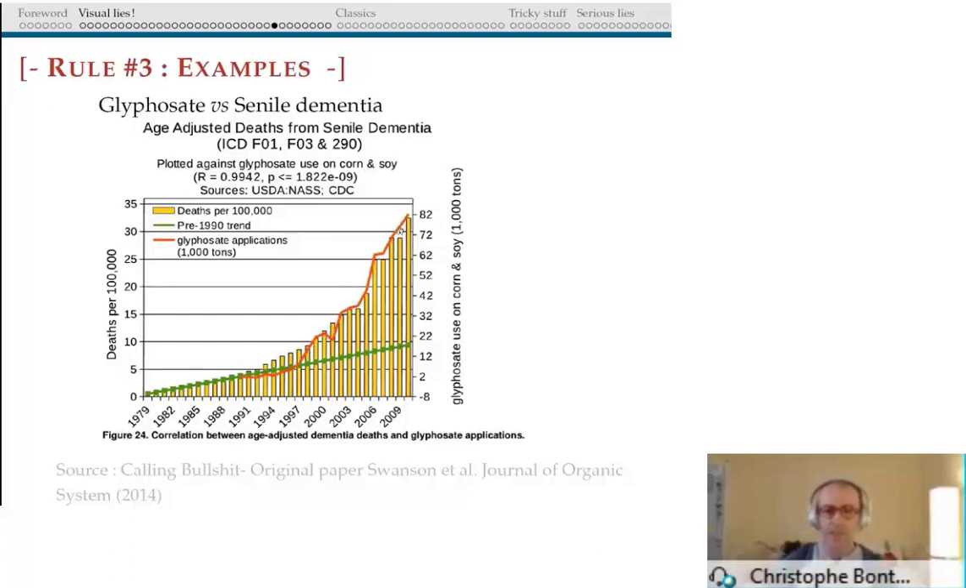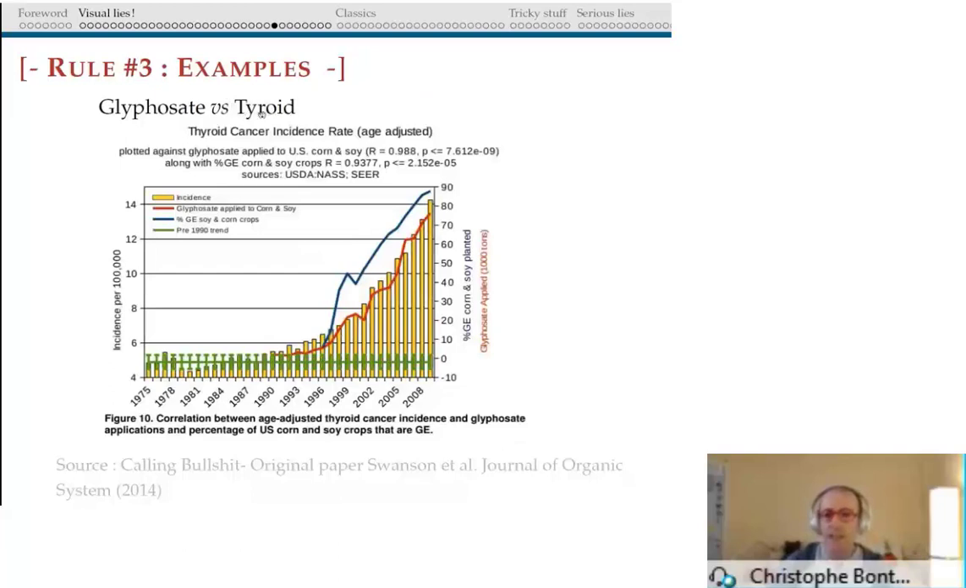It's published, right? So maybe the result is true, maybe there is a link, I don't know, but visually, what these people are doing is playing with the right scale. And in fact, in the same paper, you have the same type of thing, this time with glyphosate versus steroid death. So here we start at -10, and they also put another graph, another line, which is the percentage of genetically engineered corn and soy plants grouped together. And you see, oh, wow, everything is aligned.